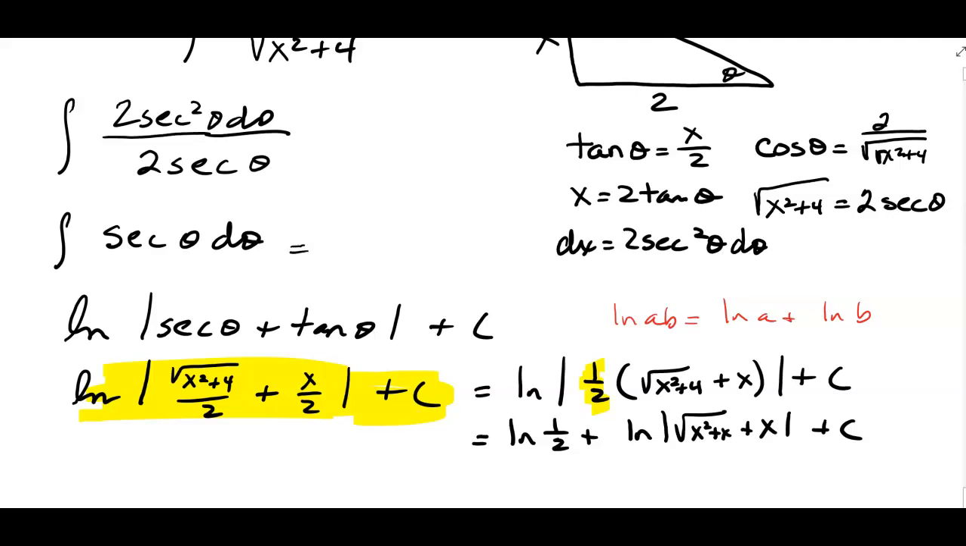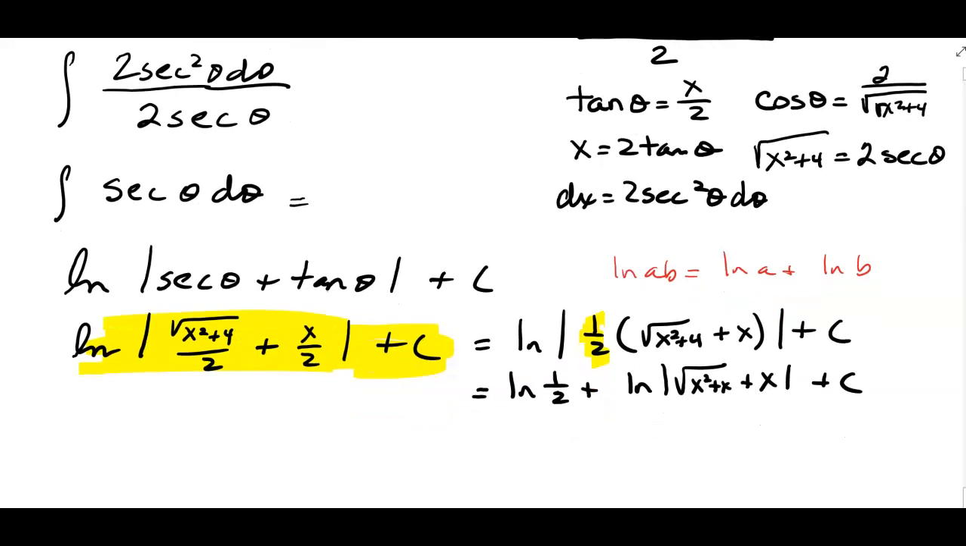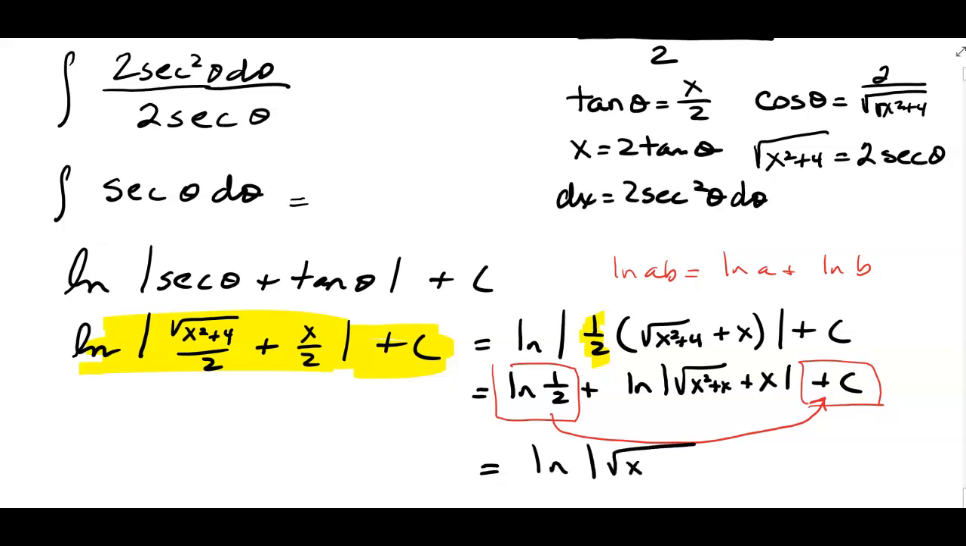Now, here's another thing that happens when you're dealing with integrals. This constant just means some number. If you have ln of a half, which does not have a variable in it, you can absorb any constant back into C. So basically that can be written as ln of the radical x squared plus 4 plus x, plus C. You may see that as an answer in your textbook, which is why I wanted to show it to you.